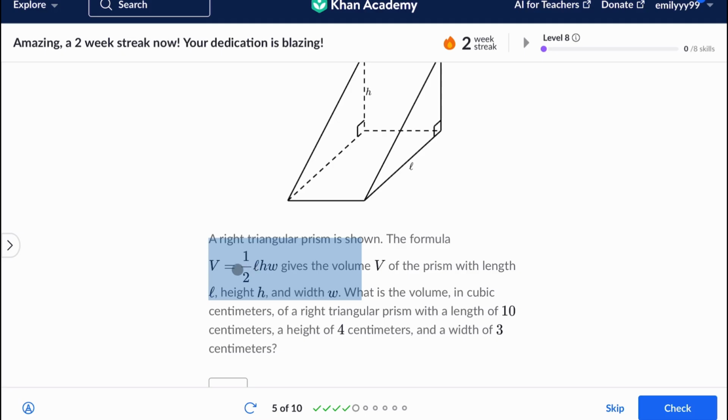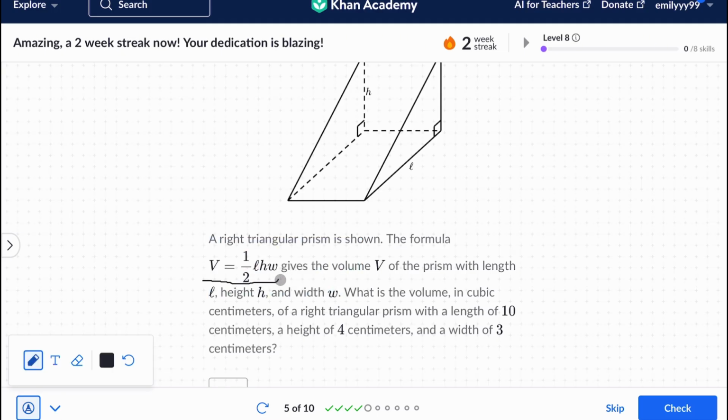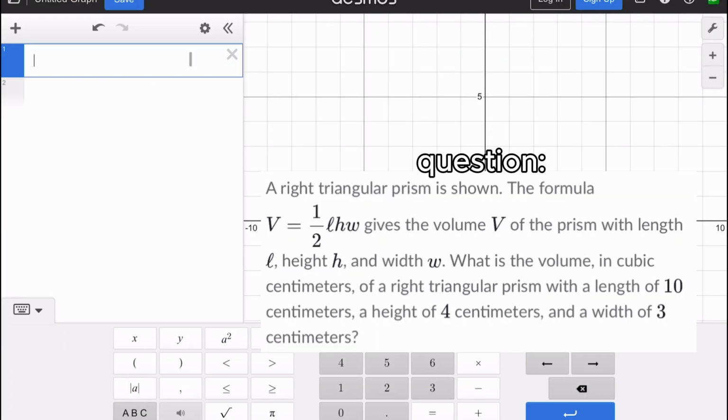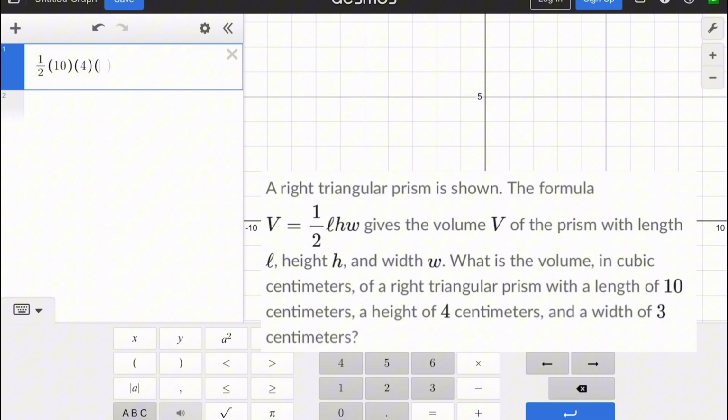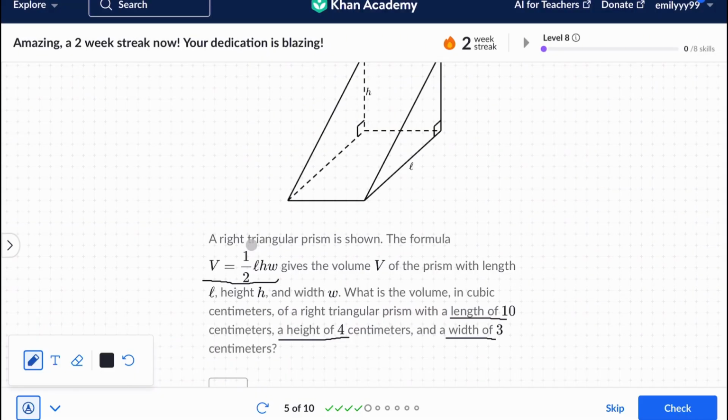Okay, so this is the formula, and we're already given all of the variables. These are the variables right here: a length of 10, a height of 4, and a width of 3. So all we have to do is plug it in, and that is easy. It's going to be 1/2 times length, height, and width. Length is 10, height is 4, and width is 3. And that gives us 60. So it should be 60.